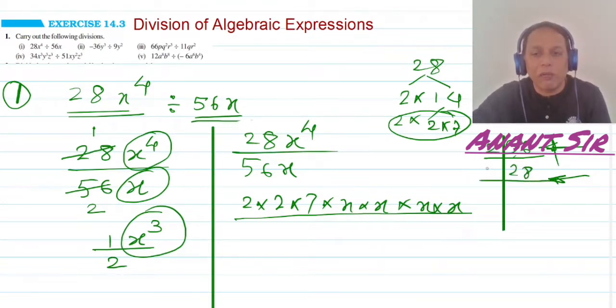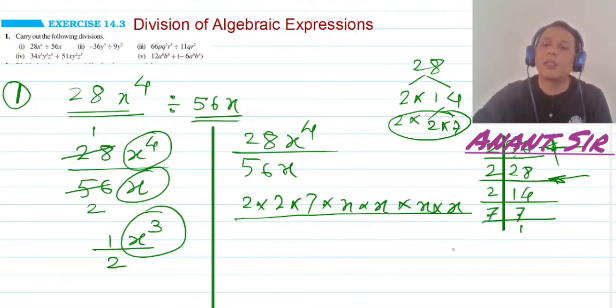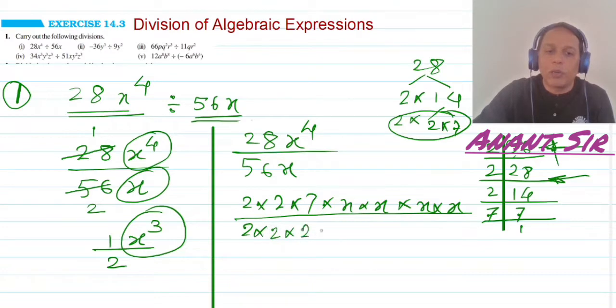Then again, if you divide by prime number 2, you get the answer 14. If you divide 14 by 2, you get the answer 7. If you divide 7 by 7, you get the answer 1. So what are the factors of 56 then? 2 into 2 into 2 into 7 and 1 x is there.